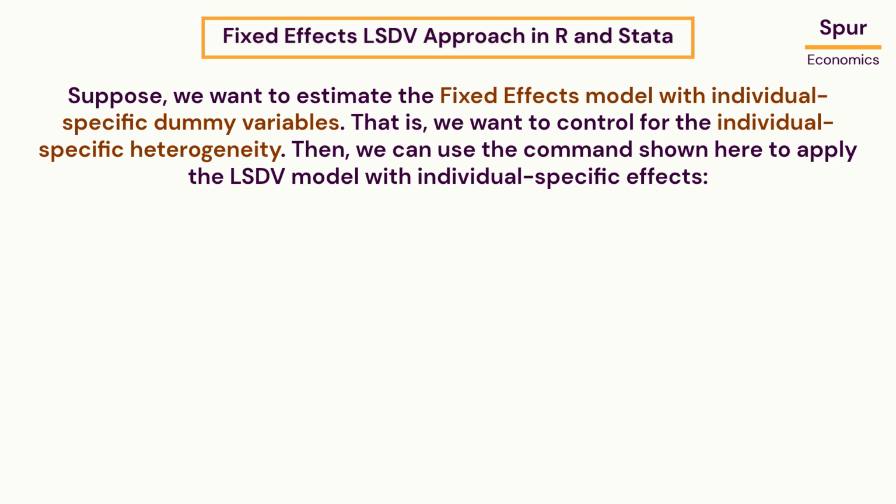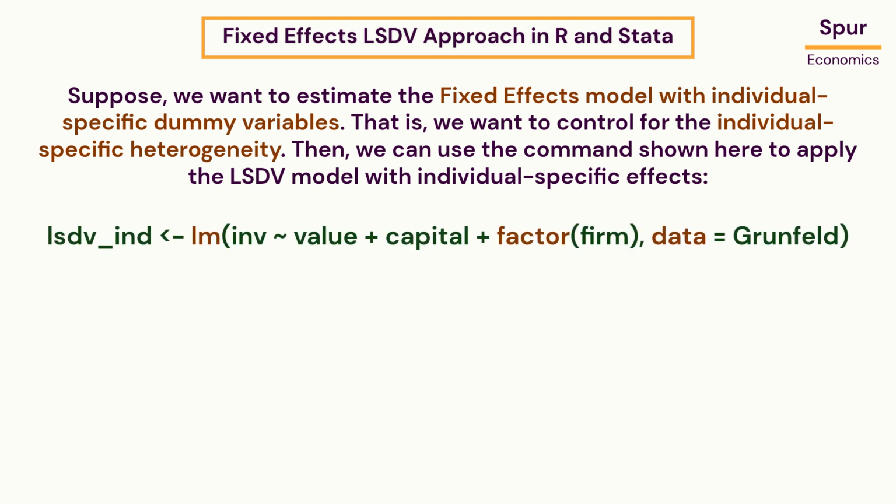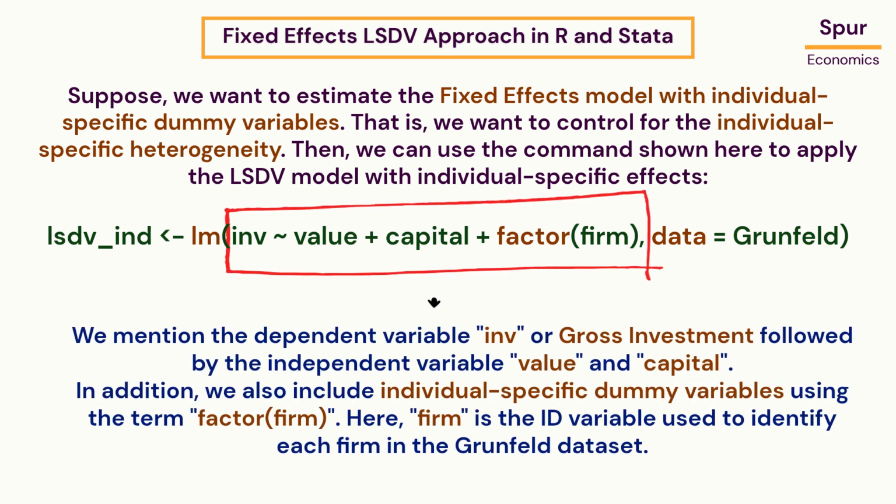Suppose we want to estimate the fixed effects model with individual specific dummy variables. That is, we want to control for the individual specific heterogeneity. Then, we can use the command shown here to apply the LSDV model with individual specific effects. We mention the dependent variable INV or gross investment followed by the independent variables value and capital. In addition, we also include the individual specific dummy variables using the term factor firm. Here, firm is the ID variable used to identify each firm in the Grunfeld dataset.